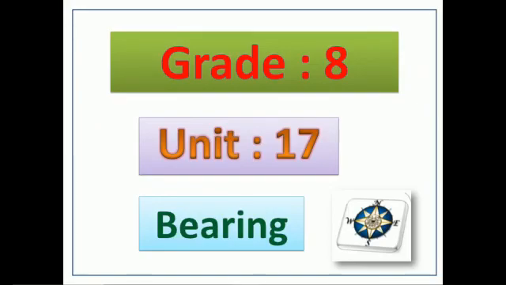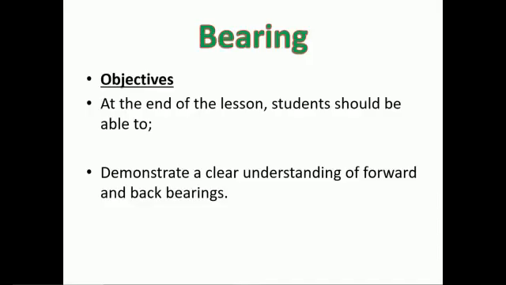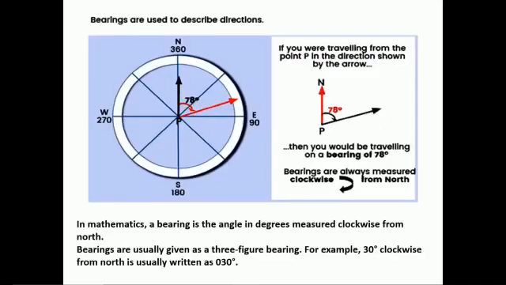Today we will be discussing a new unit. Unit 17, bearing. It's a very interesting topic. In this lesson, after finishing, you will find forward and backward bearing. This is our objective. Bearings are used for describing direction. It is always measured in the clockwise direction from the north.